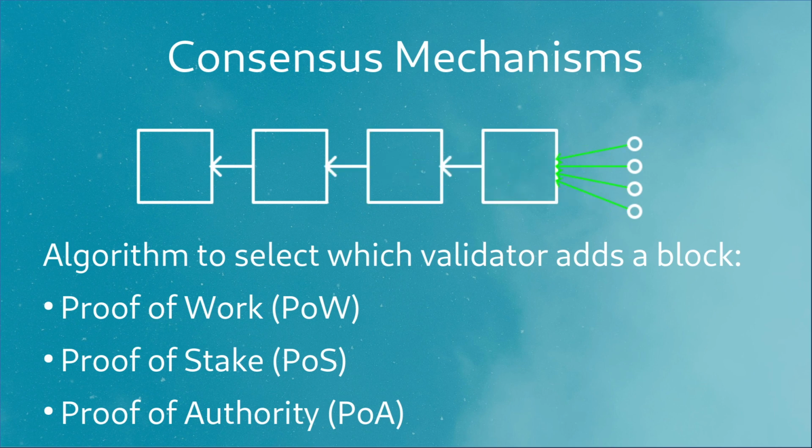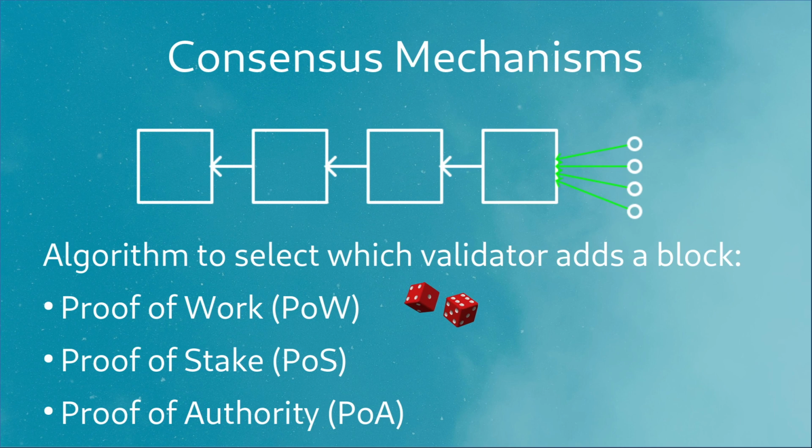The algorithm that decides which validator can add a new block to the blockchain is called the consensus mechanism of the blockchain. Three popular consensus mechanisms are proof of work, proof of stake, and proof of authority. They're abbreviated as PoW, PoS, and PoA.